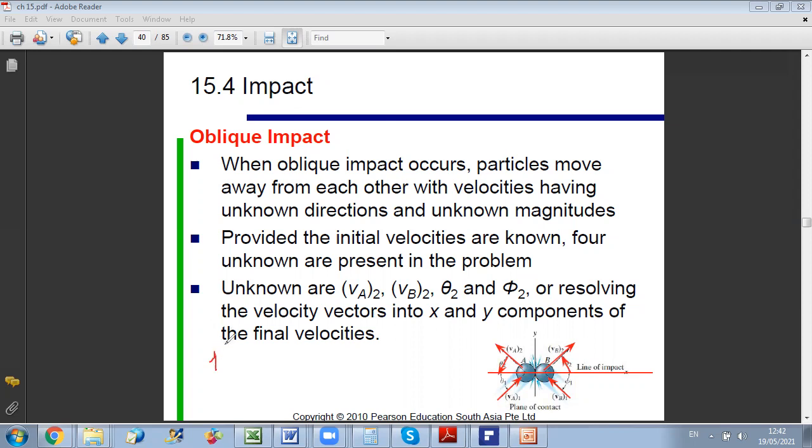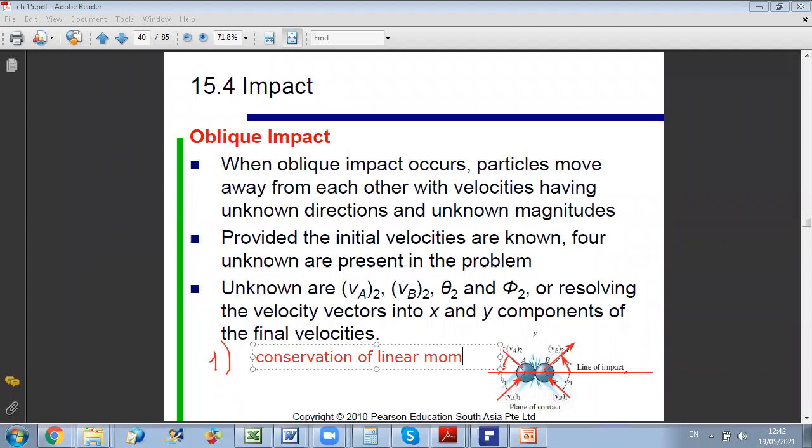If they gave the line of impact, then you can apply the first 2 relations. One is conservation of linear momentum. So of course, the first thing to do is the conservation of linear momentum for the system.